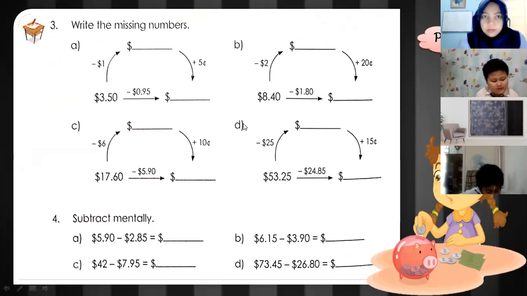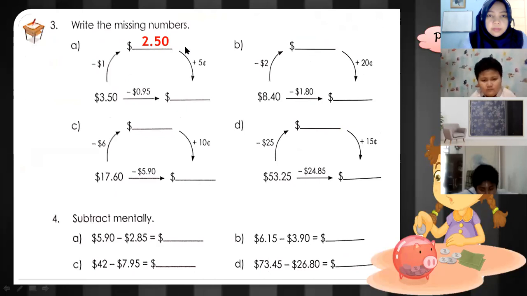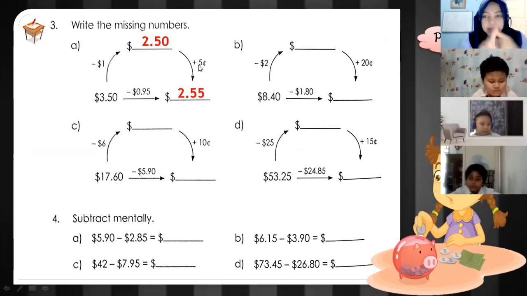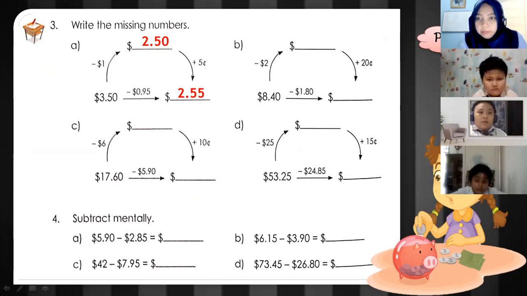$1.50 minus $1 is... $2.50. $2.50, good. And then $2.50 plus 5 cents is $2.55. Okay, good. It costs to $2.55. Correct. Now be careful, yeah. For number three, both of them are not minus, but the other one minus, and also on the next one plus. Jadi mix. Next, good, Rofa.